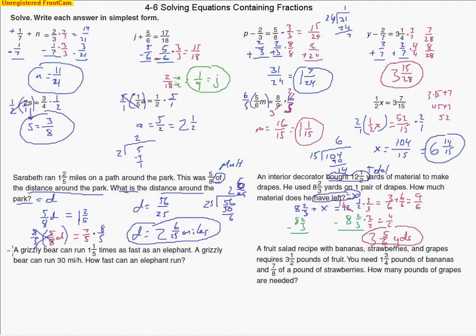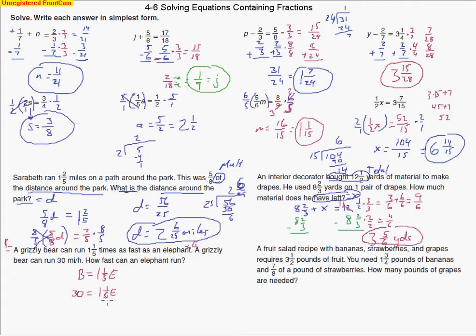Well, looking at our next problem, a grizzly bear can run 1 1/5 times faster than an elephant. So the bear, we'll do B for bear here, can run 1 1/5 times faster, so I'll write them right next to each other, times faster than the elephant. Elephant is E. So it says a grizzly bear can run 30 miles an hour. So I'm going to put 30 in place of B. Equals 1 1/5 E.